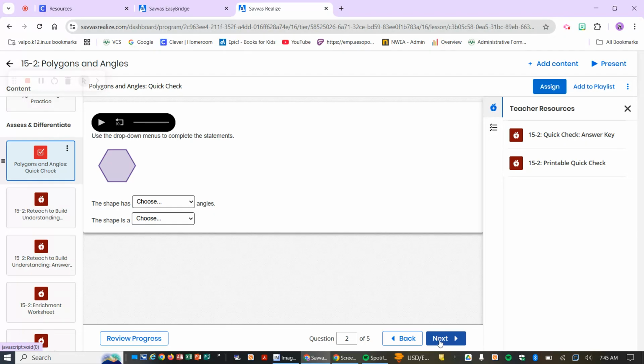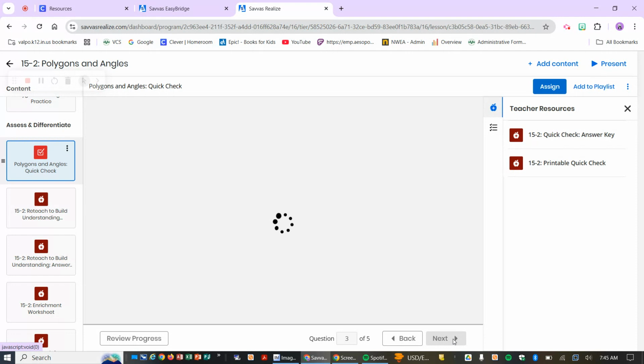Use the drop-down menu to complete the statements. This shape has blank angles. How many angles? This shape is a what? Remember, angles and sides should be the same, and so that can help you decide what shape it is.